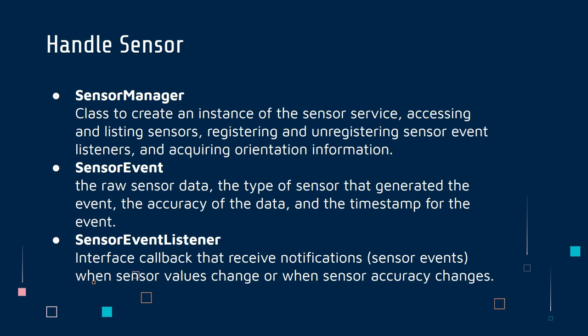Secondly, there is the sensor event, which is data that has different information, such as the timestamp of the event, the accuracy of the sensor, and the type of the sensor that generated the event. And finally, you need to know the interface, the sensor event listener, that you need to implement in your activity or fragment. This listener has to be registered with the sensor manager, and therefore when the hardware measures something or gives an update, the listener will trigger, and then you can do something with the value inside the listener.